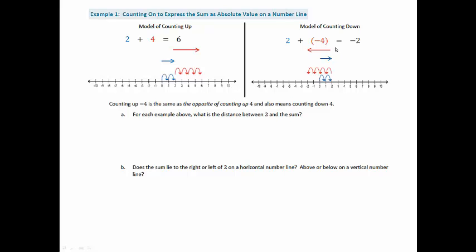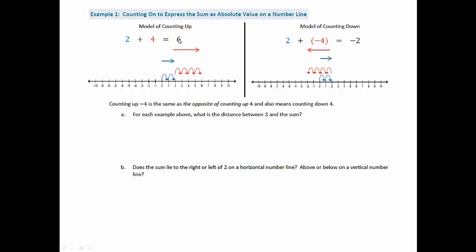For our model of counting down, our p value is still 2, counting up 2, but our q value is negative 4, which means we're going to count down 4. Now the length of each of these arrows is the same. They just have different directions. They're opposites.